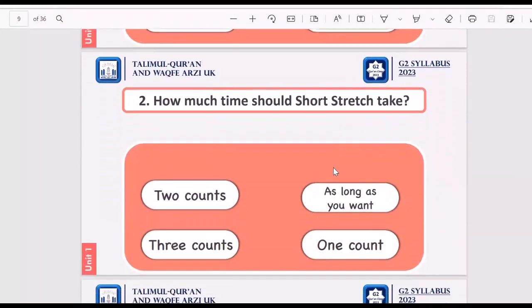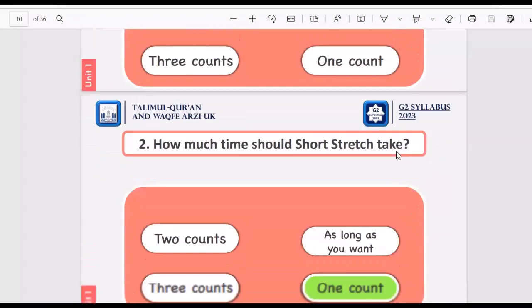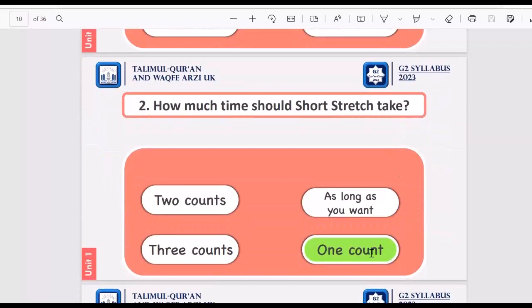Okay, second question is, how much time should short stretch take? 2 counts as long as you want, 3 counts, or just 1 count? Majority of students have said 1 count. Well done. That's the correct answer. So the time you should take to read a short stretch is 1 count.